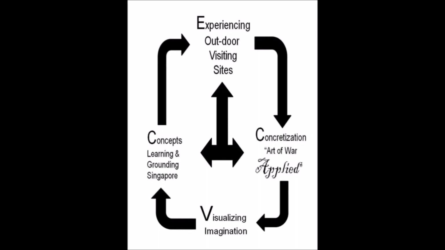In this part of the video, I'd like to explain the underlying theoretical model for this War for Singapore program. Firstly, you will find that I would start with the concepts, then experiencing, and finally concretization for the application of art of war. Now, the key problem in art of war is always the application. Then you'll find there is an added loop, visualizing and imagination.